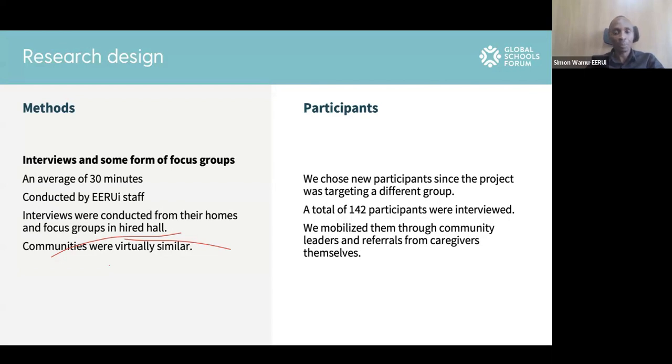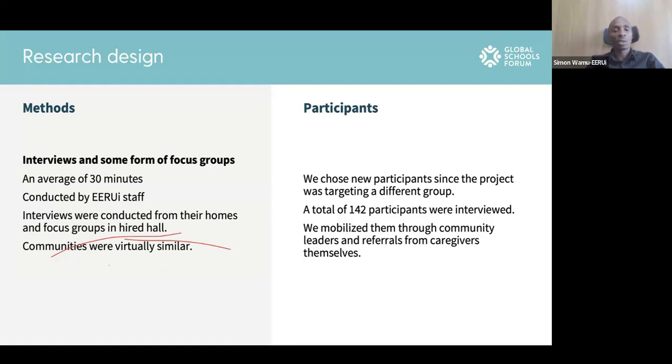We had already gotten their contacts through the community leadership, and we then booked sessions with them. So it was not a surprise when we went to their homes. They were welcoming and they knew exactly what we wanted. It took an average of 30 minutes per participant, and as I said, we conducted them from homes.